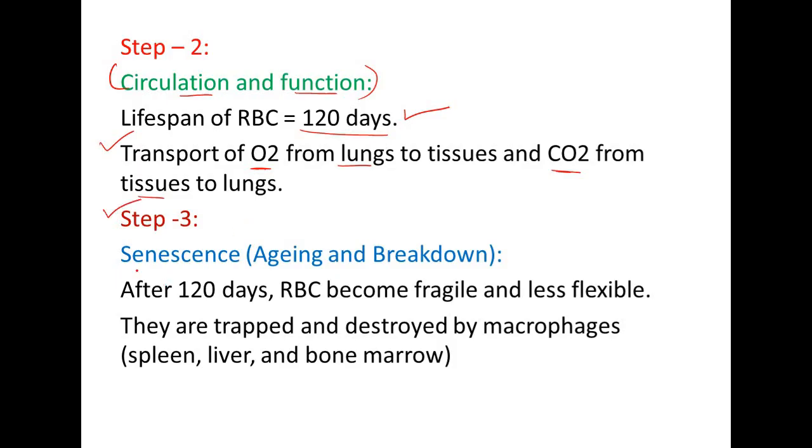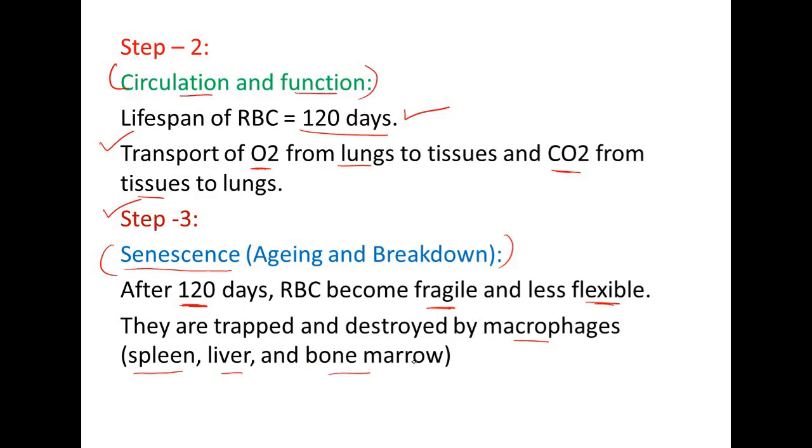Now come to step 3. Step 3 is coming under aging and breakdown, that is called as senescence. After 120 days, we came to know that life cycle of RBC is 120 days. After completion of 120 days, RBC become fragile, that it is facing towards destruction, and less flexible. They are trapped and destroyed by macrophages. Macrophages are secreted from spleen, liver, and bone marrow.